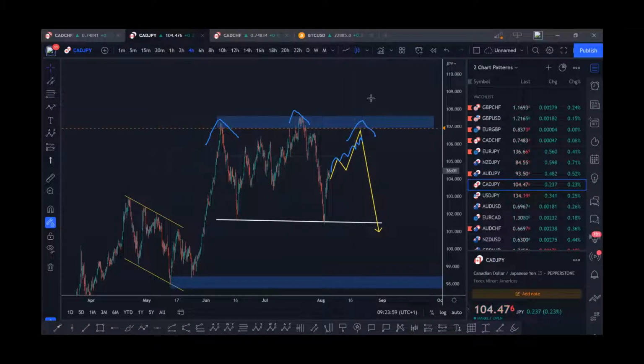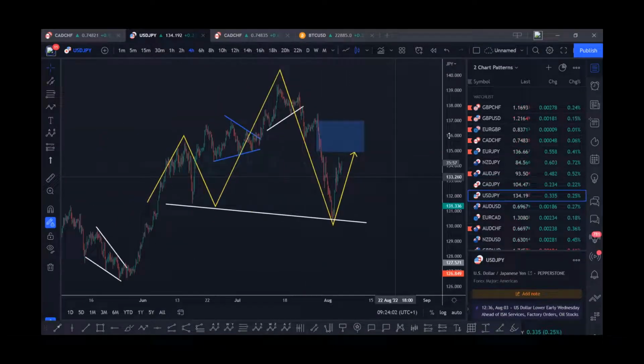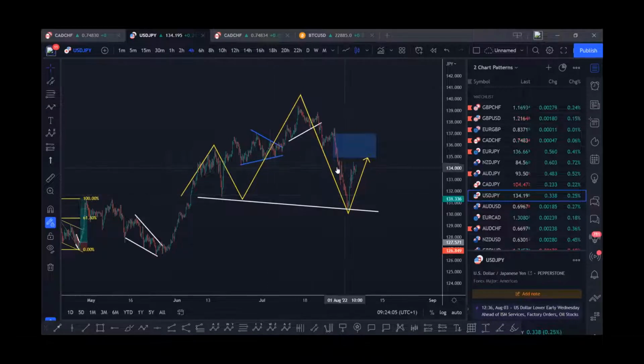All right. Dollar yen, I also recommended a buying opportunity on that as well. So we have this head and shoulder coming up. Shoulder, head, shoulder. We traded this head and shoulder last week. We looked at this, right? And price really moved very, very much downwards. So we're having a bigger one now. And it's still ongoing actually.